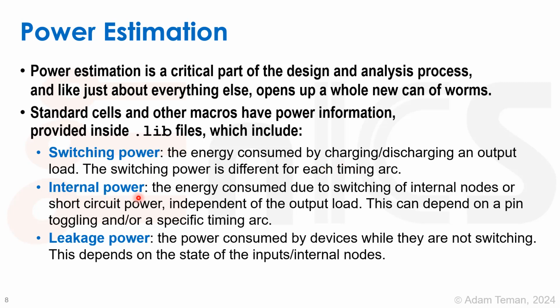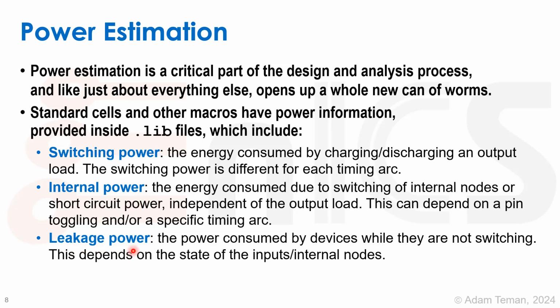But there's also something called internal power, which is the energy consumed due to switching of internal nodes or short circuit power independent of the output load. And this can depend on a pin toggling and/or a specific timing arc. So there's actually two types of internal power. One's input related and one's output related. But in general, let's take a buffer. A buffer would be made of two inverters. The internal power would mainly be the power it takes to charge and discharge the internal node between the two inverters. With something like a flip-flop, there's a lot of internal power that is spent due to clocking, even if we do not change the actual input. So internal power can actually sometimes be dominant.